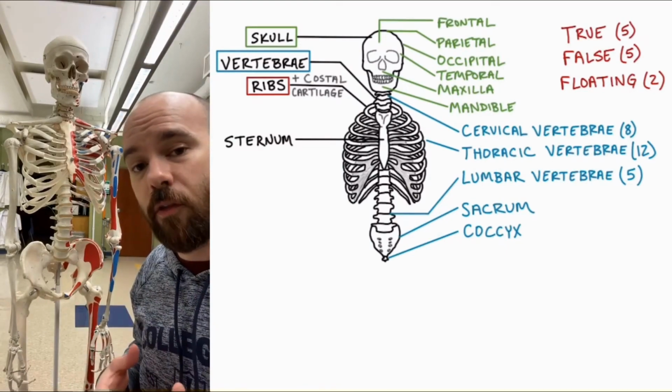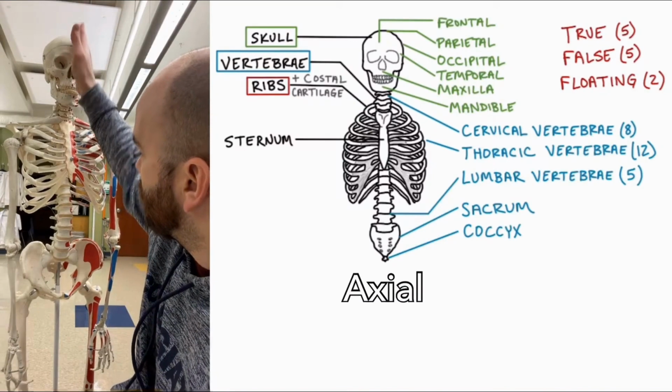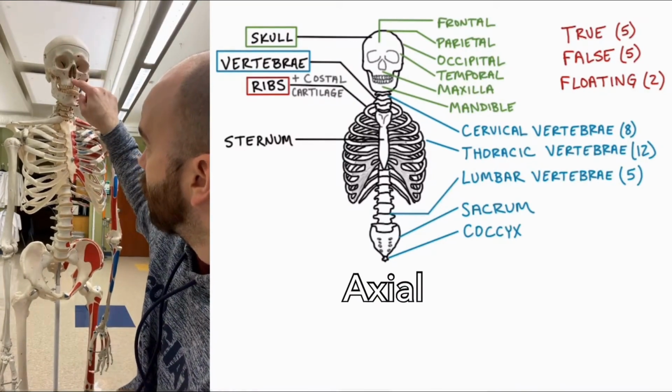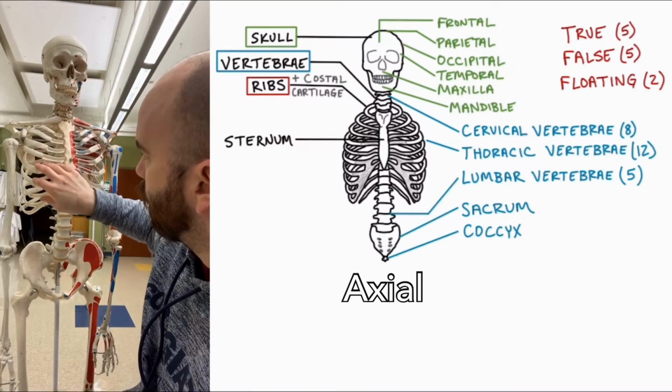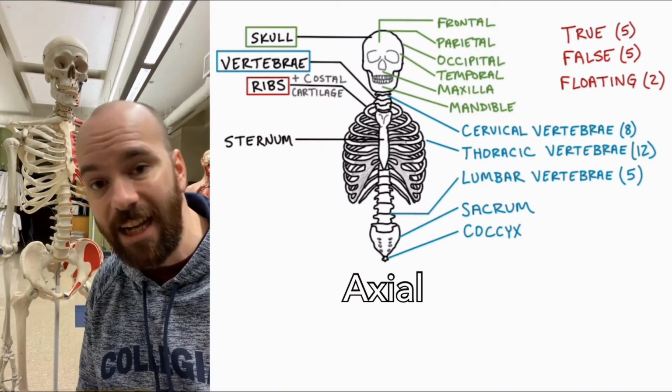Also, all the bones that we've learned so far are part of the axial skeleton. The axial skeleton is everything kind of down the middle. We've got the skull, the maxillomandible, the sternum, the ribs, the vertebrae, and the sacrum and coccyx. That's all part of the axial skeleton.